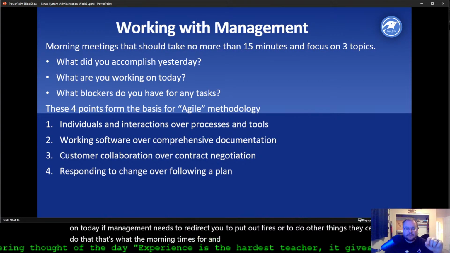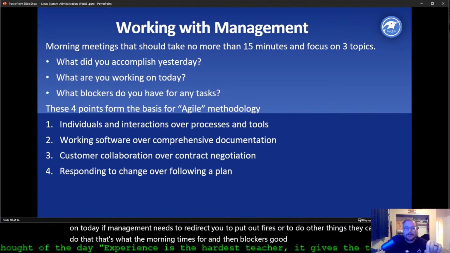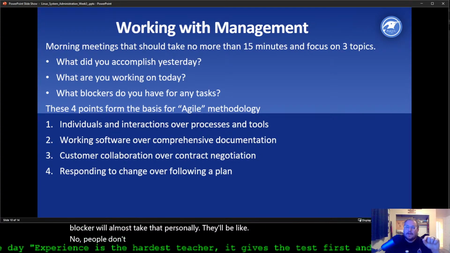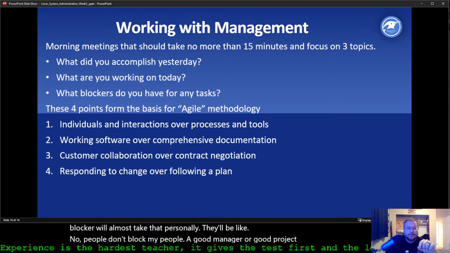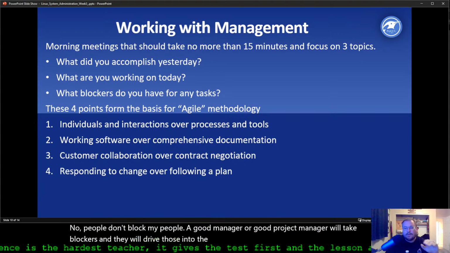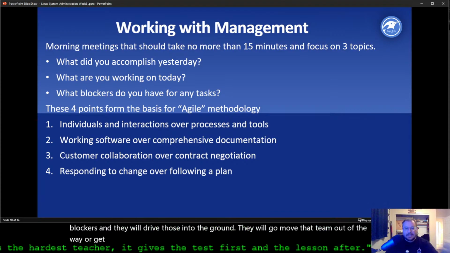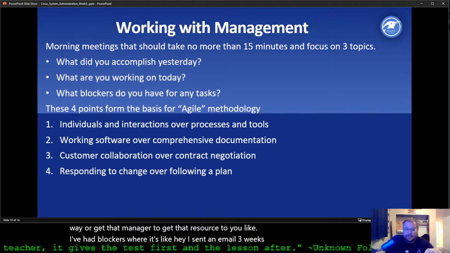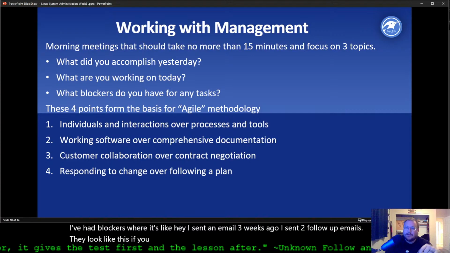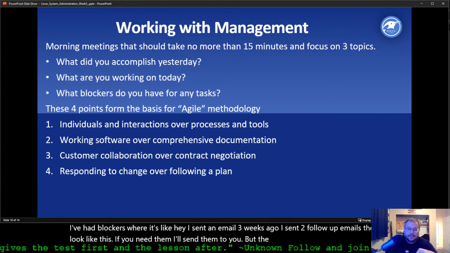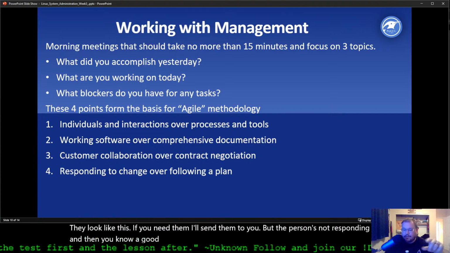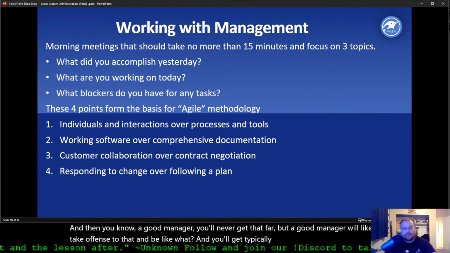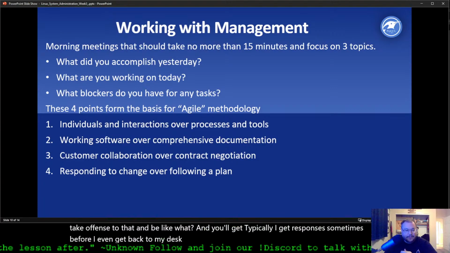And then blockers, good managers, when they hear a blocker, will almost take that personally. They'll be like, oh, no. People don't block my people. A good manager or good project manager will take blockers and they will drive those into the ground. They will go move that team out of the way or get that manager to get that resource to you. Like, I've had blockers where it's like, hey, I sent an email 3 weeks ago. I sent 2 follow-up emails. They look like this. If you need them, I'll send them to you. But the person's not responding. And then, a good manager, you'll never get that far. But a good manager will take offense to that and be like, what? And typically I get responses sometimes before I even get back to my desk when you do that kind of stuff with a good manager.